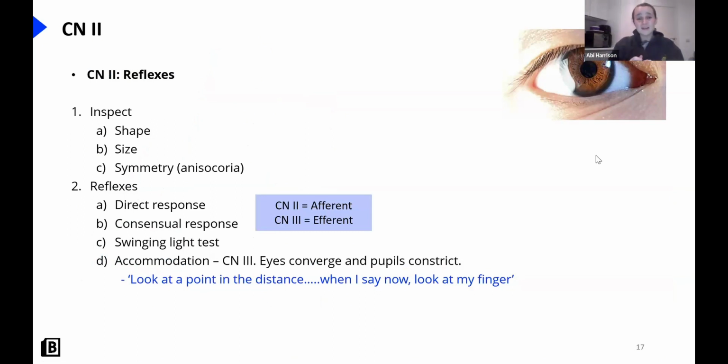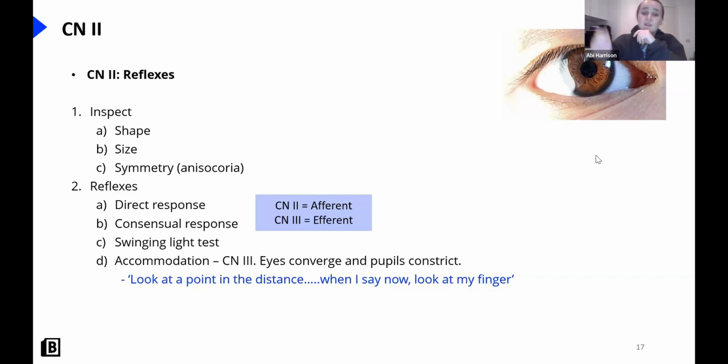So first inspect, is there symmetry in size and shape, and is the size sort of appropriate for the light that you're expecting? And then you'll move on to your reflexes. So there should be a pen torch in the station. Top tips for this is to try and get the room as dark as you can, because you can see the reflexes better then. Place your hand on the patient's nose, so you're sort of blocking the light as much as you can.